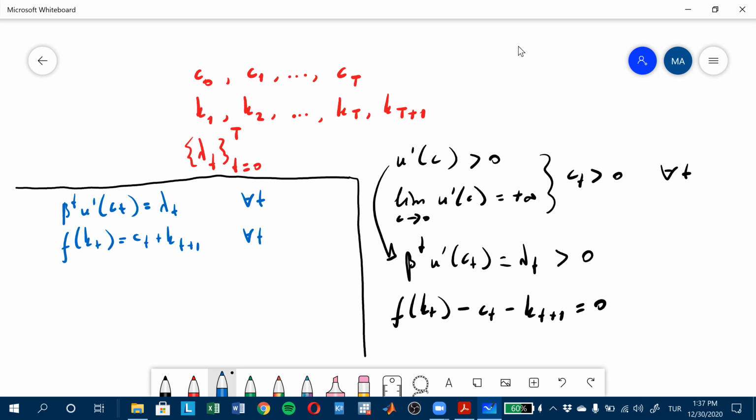Now I have this equation for the last period, and I know these as well. Now at this point, you realize that since this is positive, this must be 0, right? Otherwise, it would not be optimal to leave some capital.